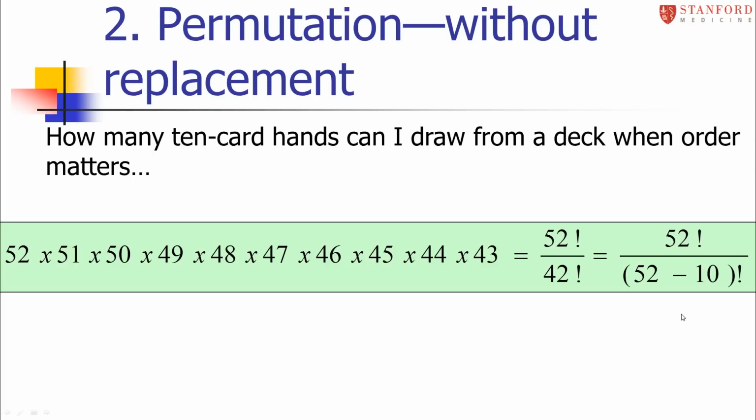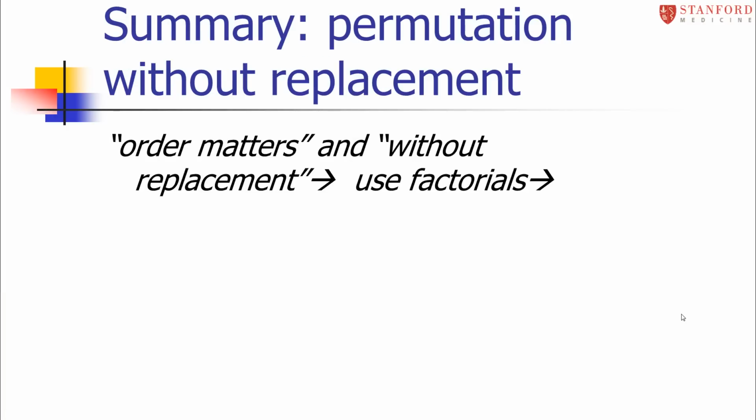Or I could simplify it. So that's the same as 52 factorial divided by 52 minus 10 factorial. So again, this general formula is emerging. If I've got 52 cards and I want to draw out 10 of them where order counts, it's 52 factorial divided by 52 minus 10 factorial. So we can see that there's a general formula that's emerged here.